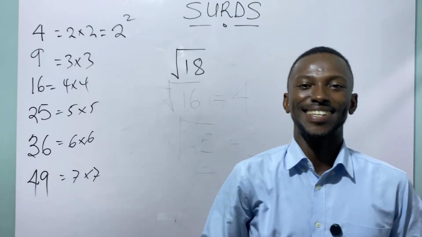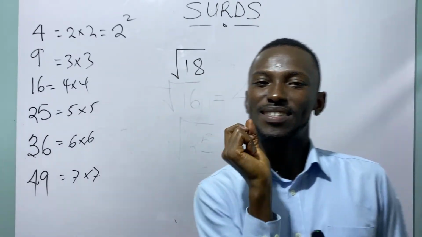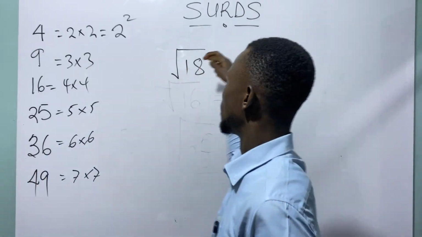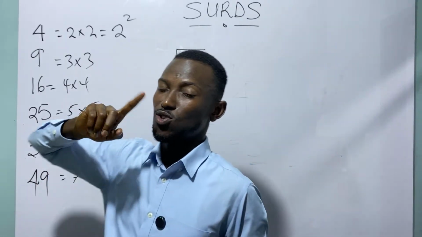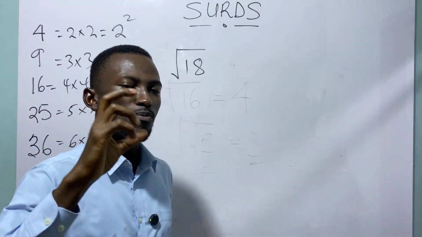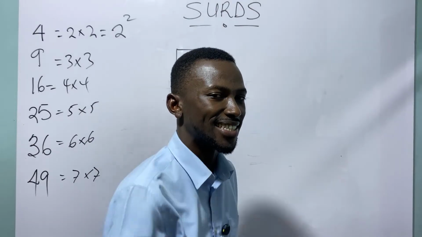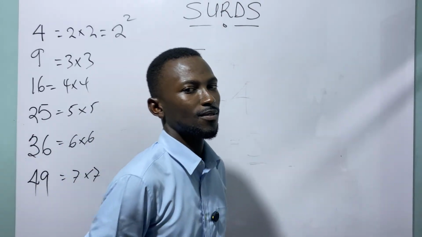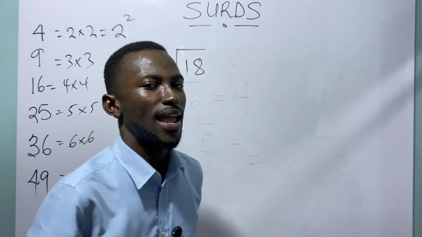Question number 1. Can you open up 18 into two numbers that when you multiply, you'll get 18? You should find factors of 18. Two factors of 18 that when you multiply them, you get 18. But one of those factors should be a perfect square.